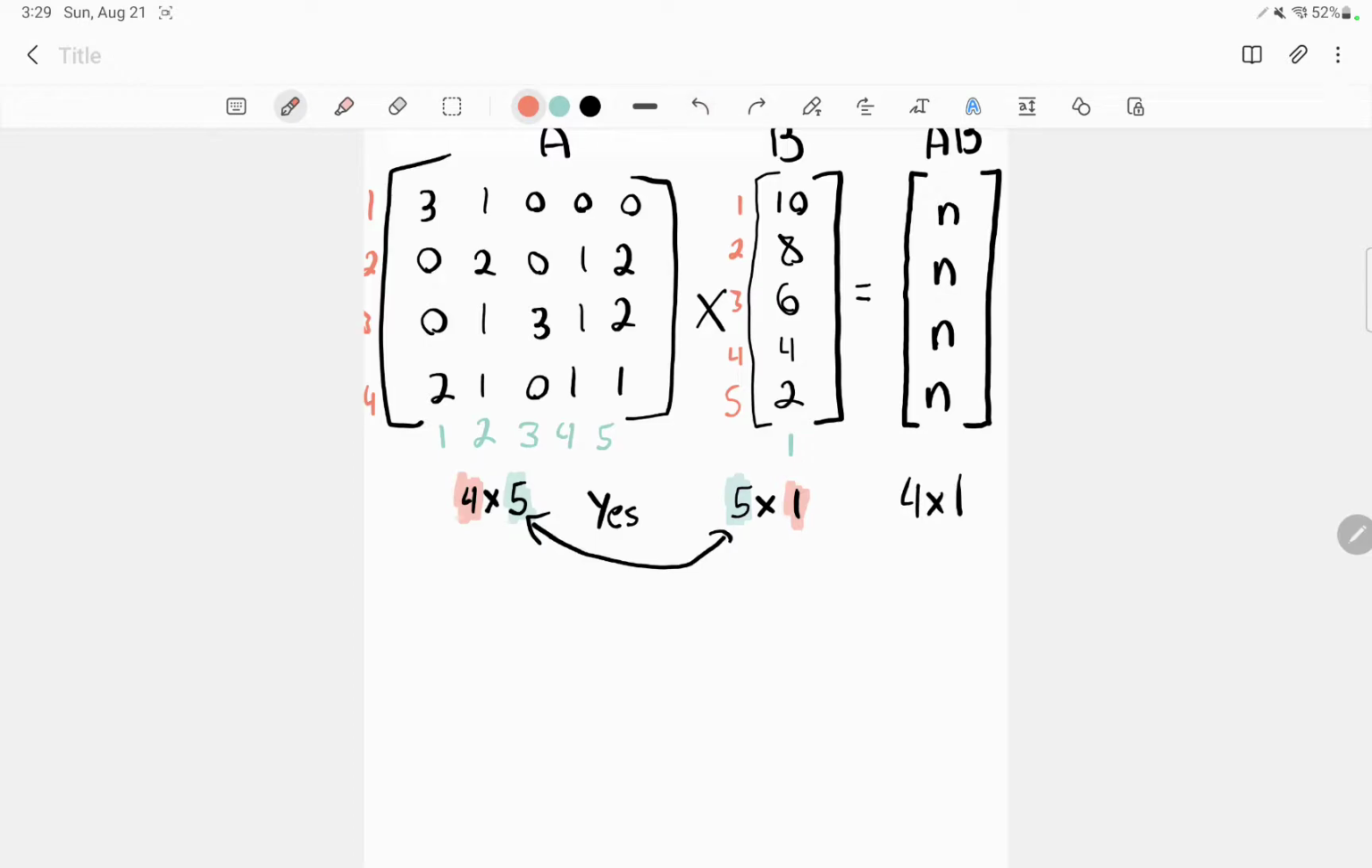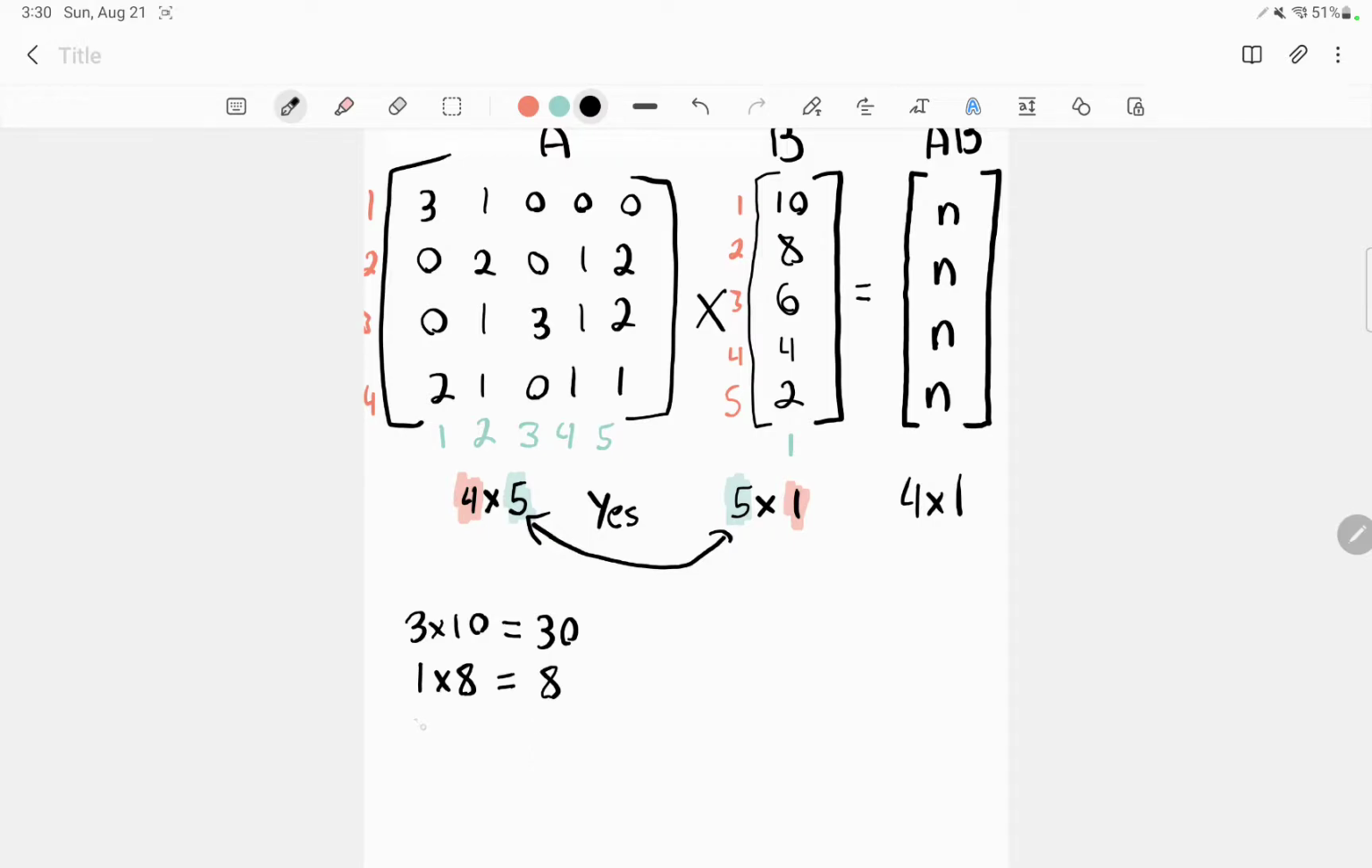So let's do the first one. I'm going to do 3 times 10. So the first one's going to be 3 times 10, which is 30. Now the second one is going to be 1 times 8, which is going to be what? 8.